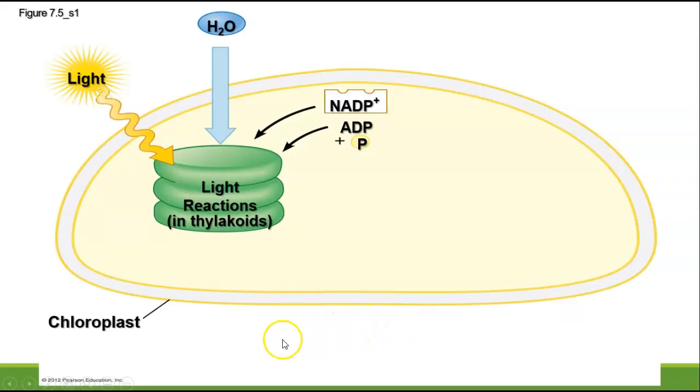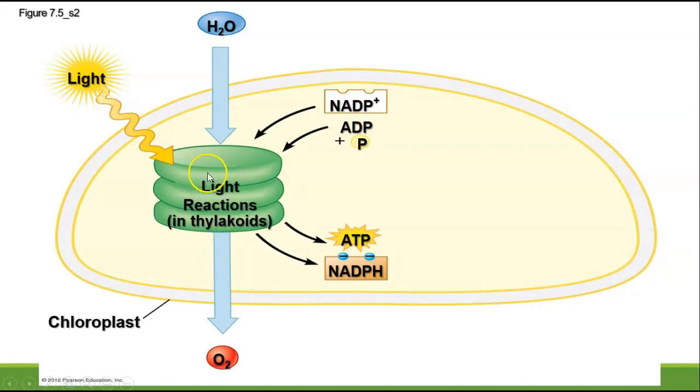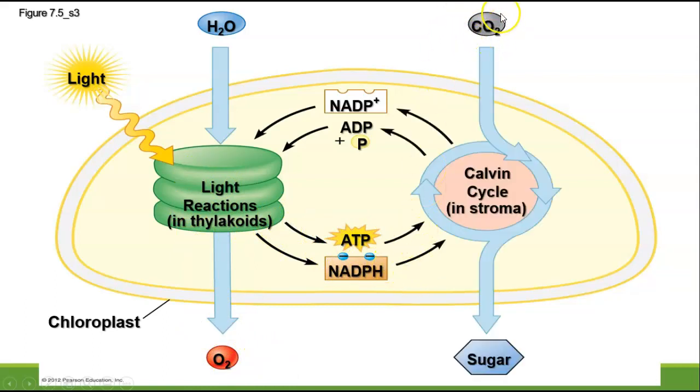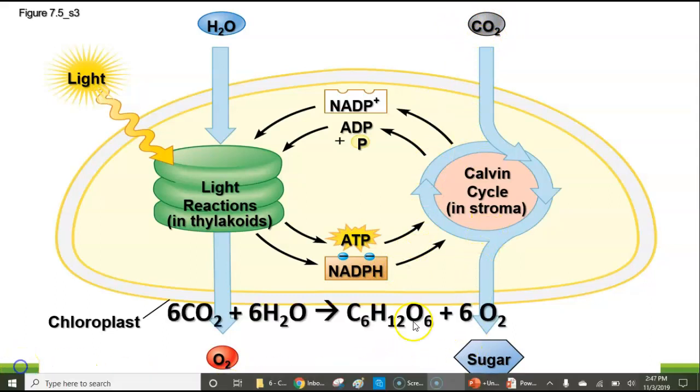To recap the whole of photosynthesis, we have the light-dependent reactions that occur in the thylakoid membranes. Our raw materials that go in are water, NADP plus, and ADP. The light-dependent reactions are going to produce oxygen as a product, as well as ATP and NADPH, and then those molecules are used in the Calvin cycle along with carbon dioxide from the atmosphere to produce the sugars, which is the ultimate product of photosynthesis.